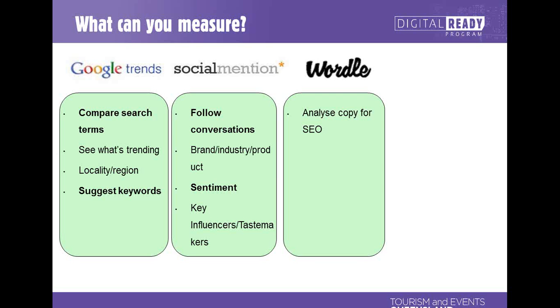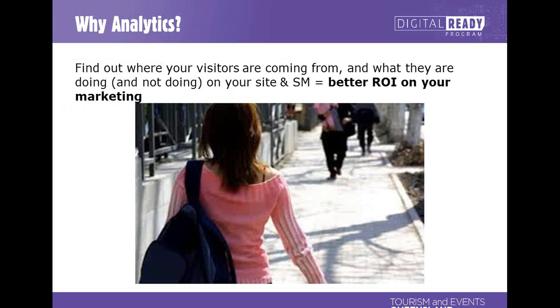Social Mention is another one. One example of a free social media tool where you can follow conversations about your brand, your industry, your product and your location. You can measure sentiment, whether people are happy or unhappy with this particular conversation. And you can find what we call key influencers or tastemakers, and a little bit more on that when I show you the actual tool. And I'm just going to, for a bit of fun, show you Wordle as well, which I quite like because it helps you to analyse your copy for search engine optimization to see if you've written it with enough keywords in it. So first of all, let's have a look at Google Analytics.